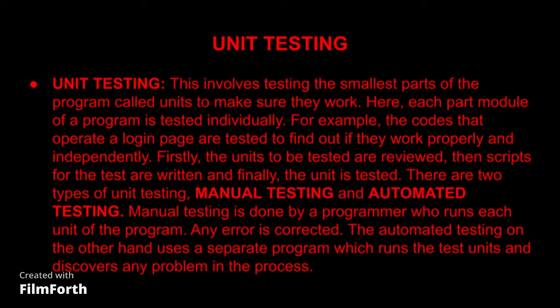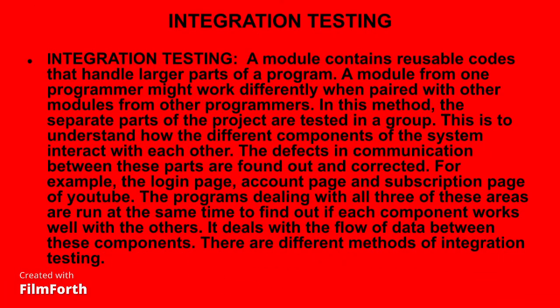There are two types of unit testing: manual testing and automated testing. Manual testing, as the name suggests, is done by a programmer who runs each unit of the program. Any error is corrected. Automated testing, on the other hand, uses a separate program which runs the test units and discovers any problem in the process.